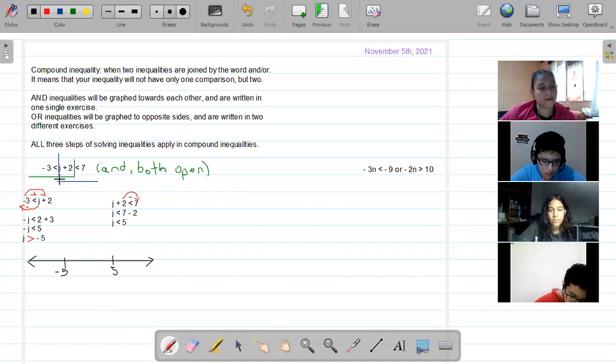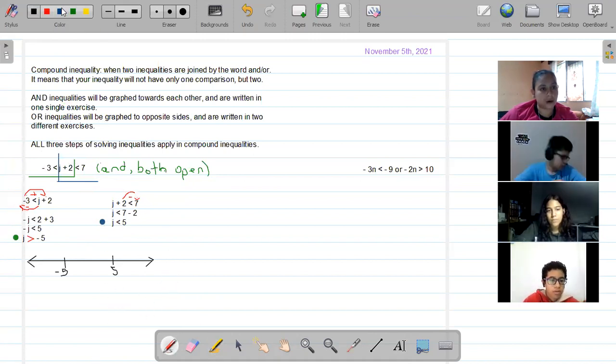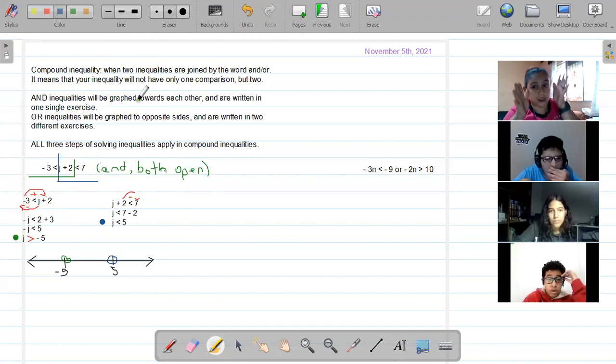Now I'm going to graph according to the colors that I choose. I'm going to graph this one in green and I'm going to graph this one in blue. You guys said that both of them were open. So negative 5 is open, but also positive 5 is open. Some cases you're going to have one open, one closed, or both open or both closed. Okay. Now we're going to shade. And according to this, it says and inequalities will be graphed toward, so in between the points. Let's see if that's true.